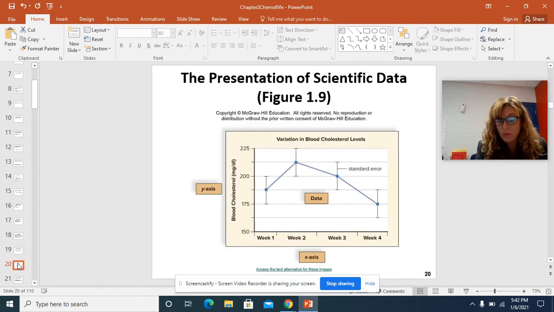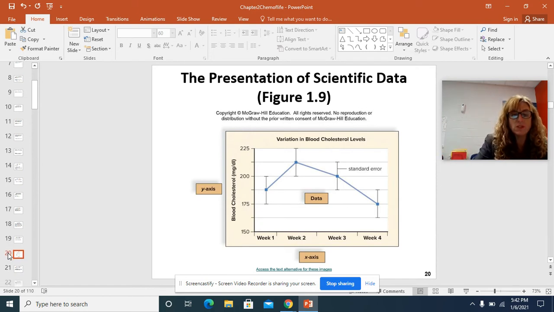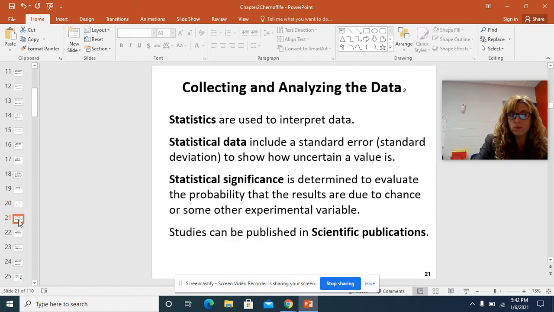And this is an example of one, right? So blood cholesterol over a course of weeks. And so you see how it changes. So when we collect and analyze data, we use statistics.